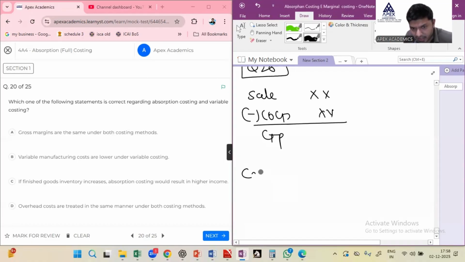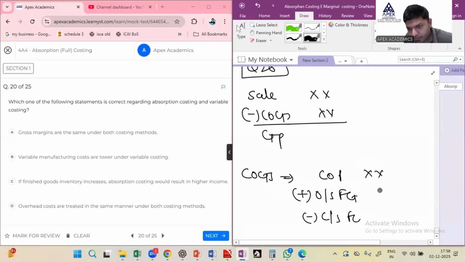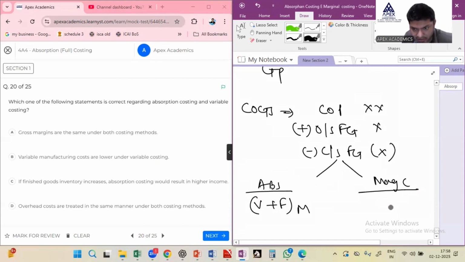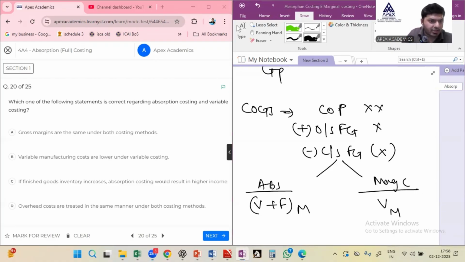Please try to understand when I'm calculating COGS, how do I get it? It is cost of production plus opening stock of finished goods minus your closing stock of finished goods. Under absorption costing, the closing stock of finished goods is going to be variable plus fixed manufacturing overheads. And under marginal costing or variable costing, it is only going to be variable manufacturing overheads. So the value of closing stock of finished goods is going to be different. Obviously, the overall COGS value is going to be different. So how can the gross profit be the same? So this is the wrong answer.